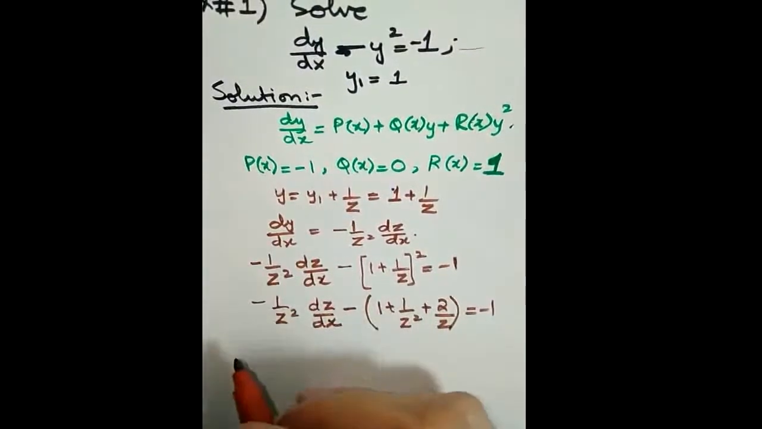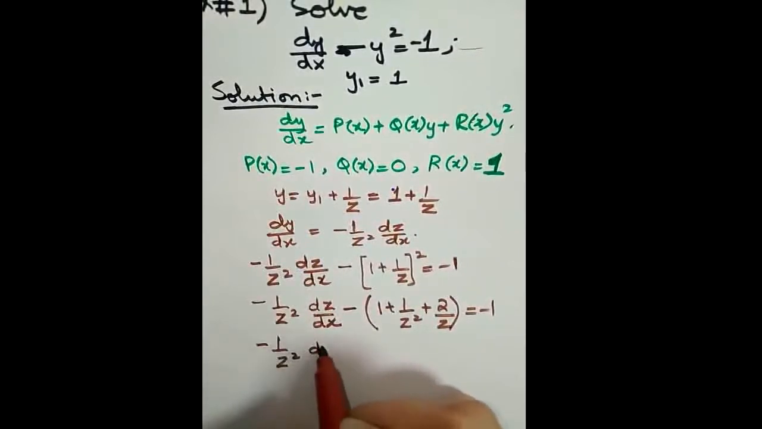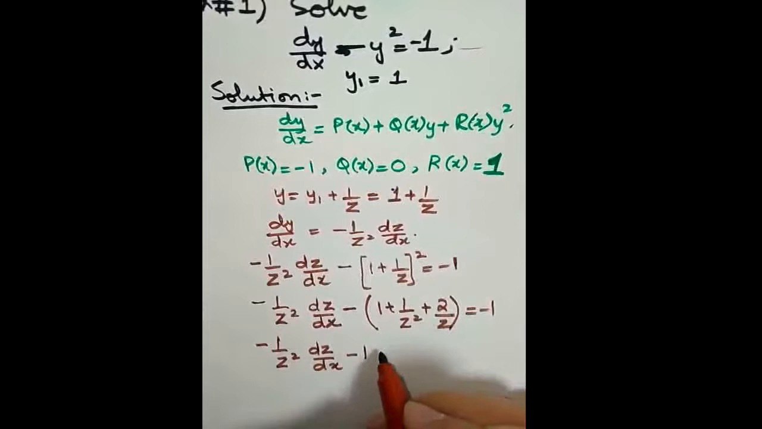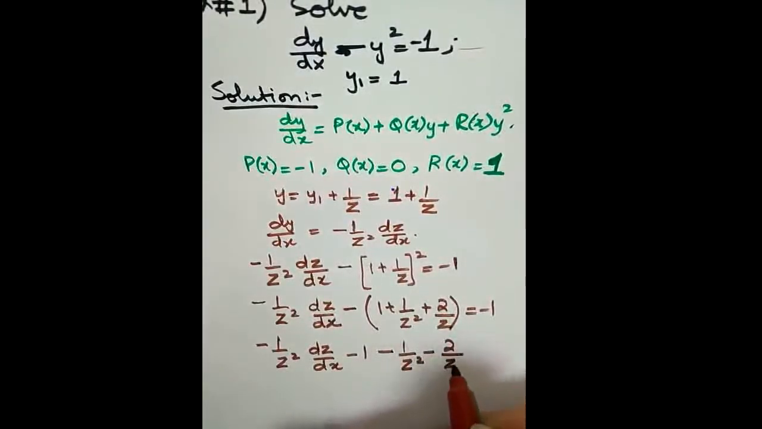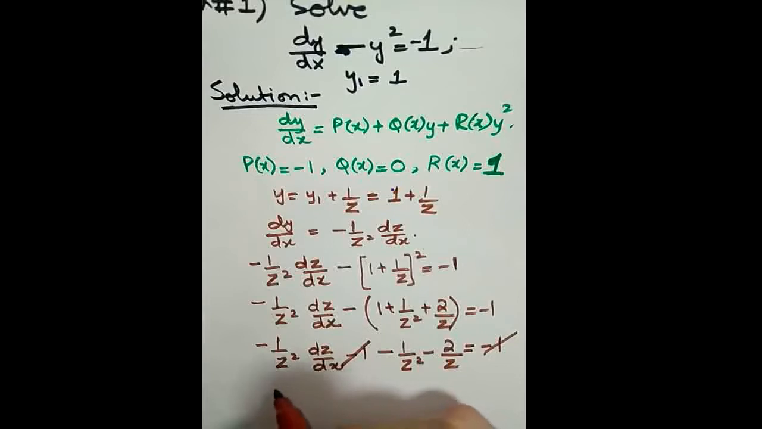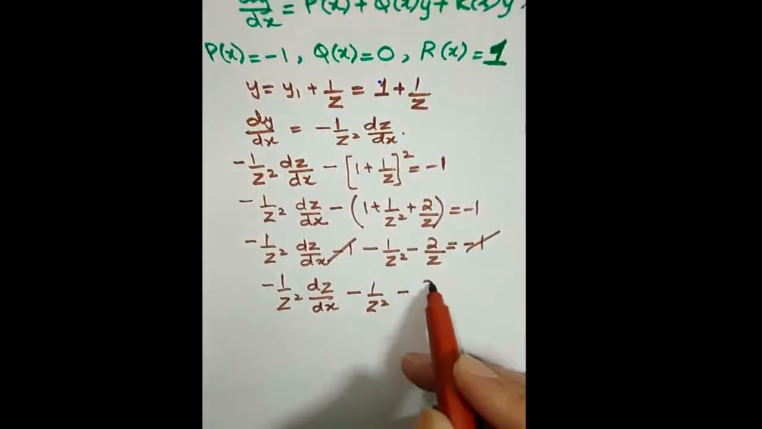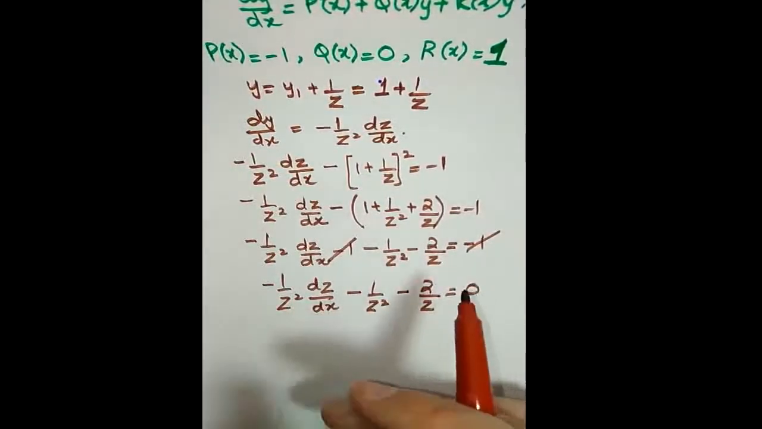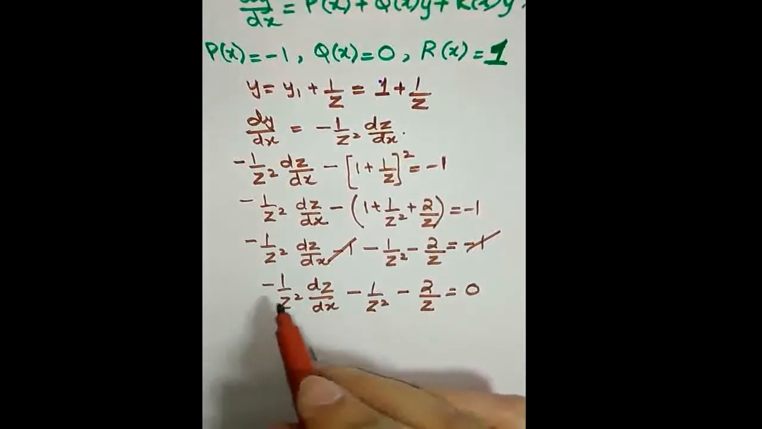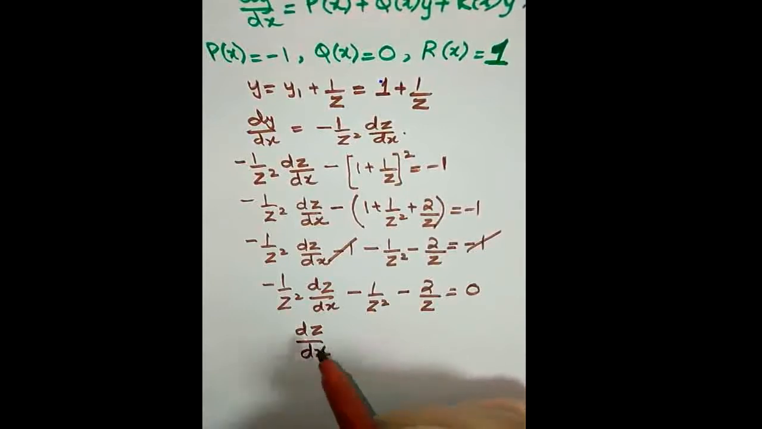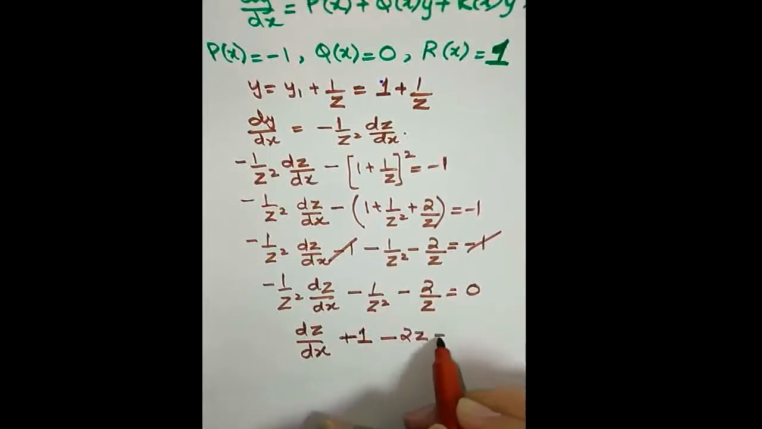Now in the next step, -1 by z square dz by dx minus 1 by z square minus 2 by z equals -1. So -1 and -1 are cancelled here, and again we are left with -1 by z square dz by dx minus 1 by z square minus 2 by z. So I want to get rid of this z square in the denominator, so I multiply it with minus z square, and this equation becomes dz by dx, and minus z square divided by minus z square becomes +1, and that becomes -2 equals 0.